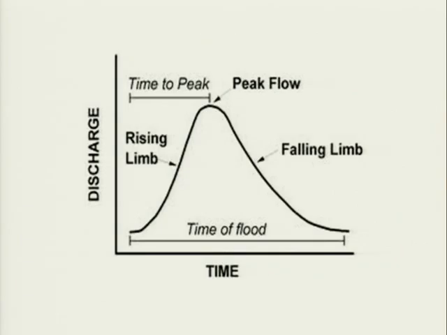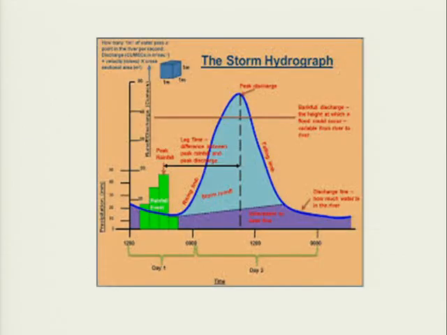Now, let's look at this one. The rising limb is the one on the left-hand side. That is how fast the river went into flood. The falling limb is the one on the other side, how fast it took for the river to go out of flood or for the water to go down. And then the peak flow is how high it went. Lag time is how fast or over what period did it take the river to go into flood.